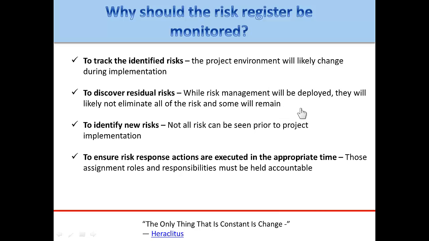Second, while risk management will be deployed, it's not likely to eliminate all the risk. Some risk will remain. That's why we call it residual risk in project management. Third, it's important to identify new risks that were not known during the planning phase. And finally, those responsible for executing risk management must be monitored for accountability.